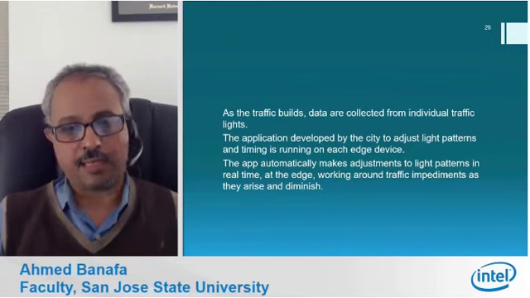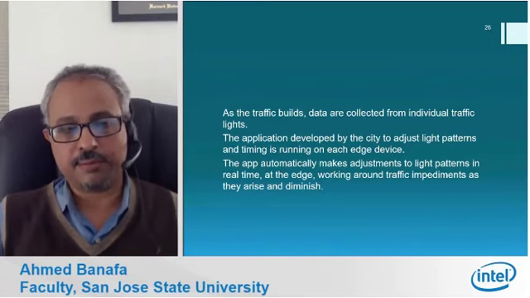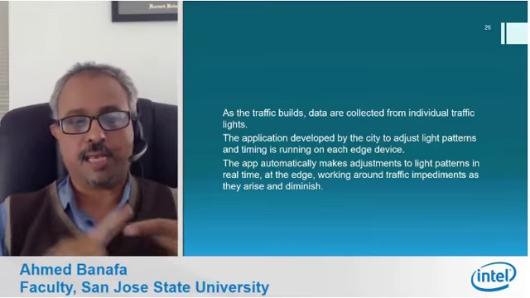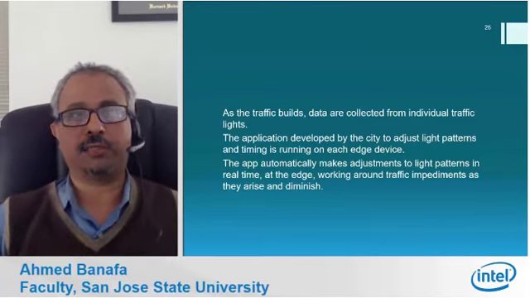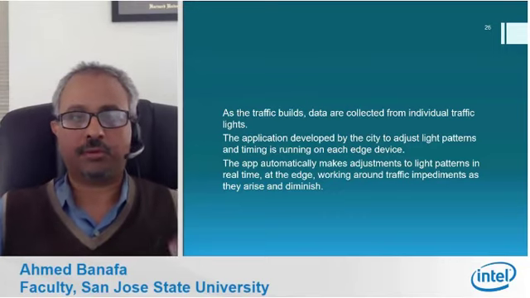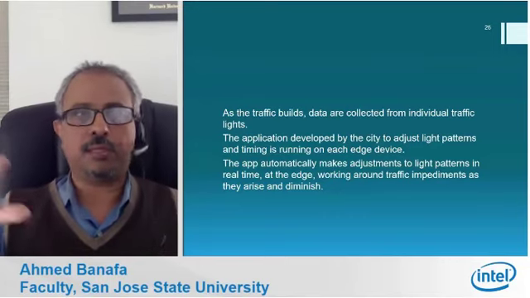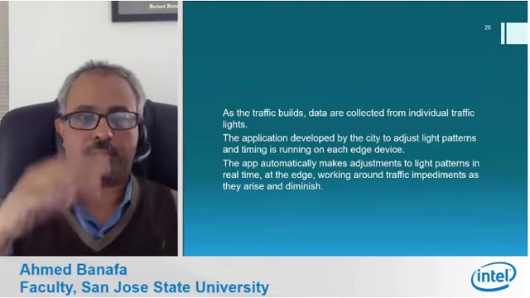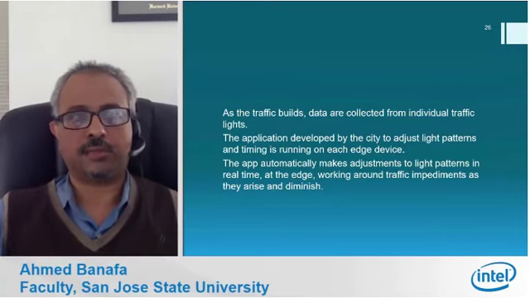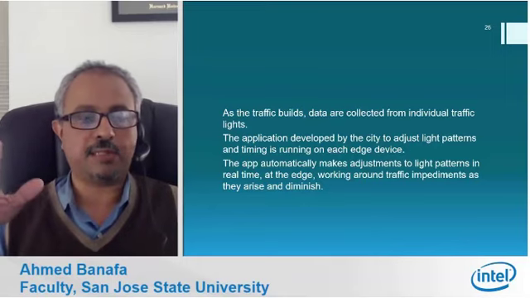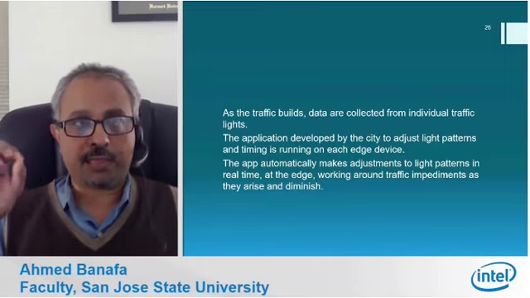Traffic data are collected from individual traffic lights. The application developed by the city to adjust the light pattern and timing is running on each edge device. So we know that the team and the parade and the fans and celebration, everybody will go in through that route. So we have to reconfigure all the traffic lights and intersections accordingly, that this is going to be closed, this is going to be closed, this is going to be open. The app automatically makes adjustments to light patterns in real time.